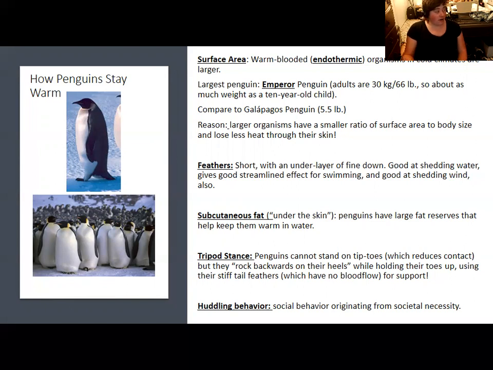Huddling also, it turns out, helps them keep warm. Social behavior originating from societal necessity, essentially, which I think is kind of interesting. Penguins are warm-blooded, and the ones in the middle will stay warmer. What they do is they rotate the adults so that no one adult is on the edge for too long, and so that they can take turns being in and out.